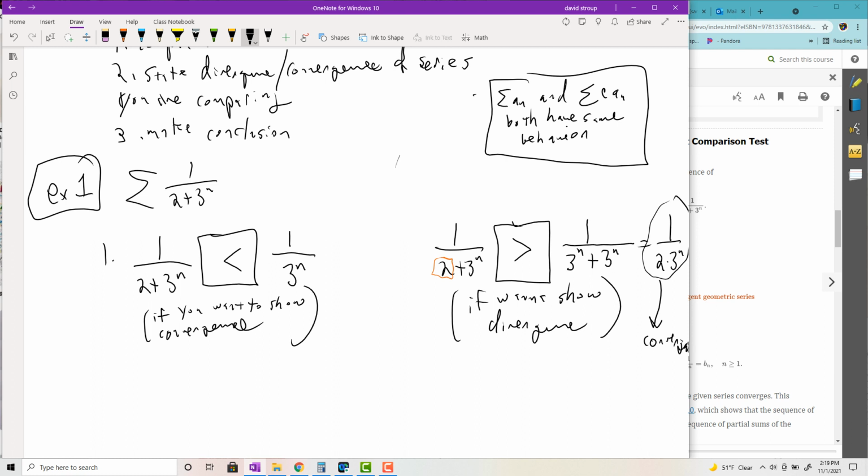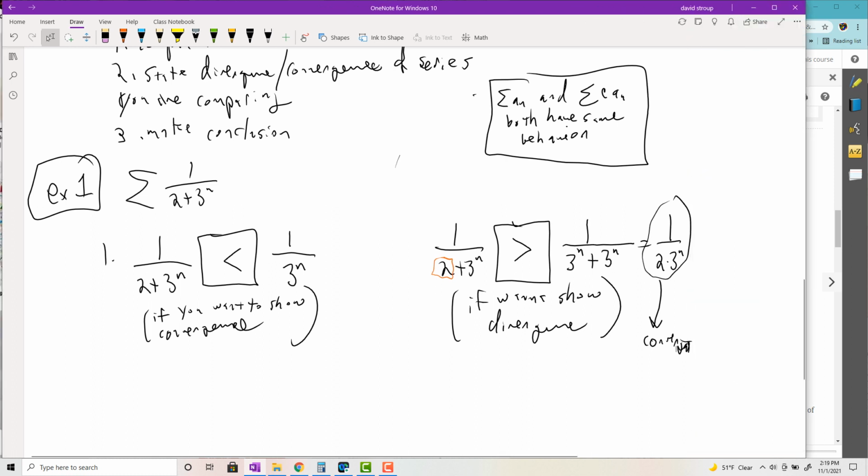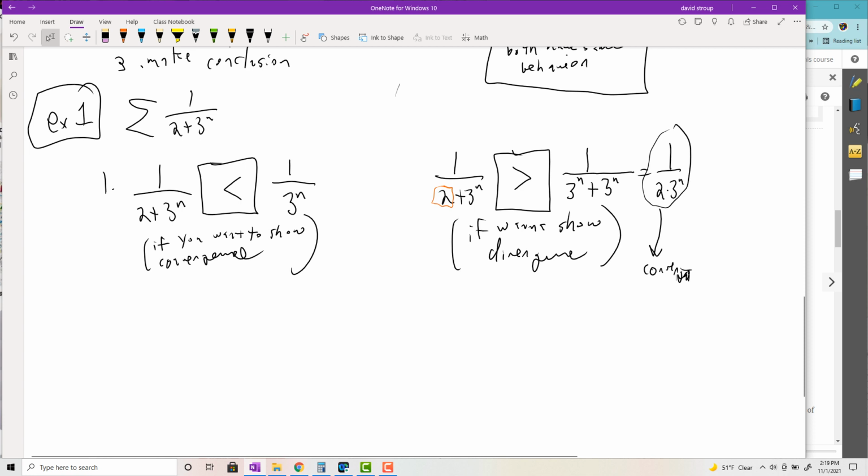Unfortunately, in this case, it won't help, right? Because you have the series below it converging. That tells you nothing about the series above it. Okay, so we are going to use this first inequality.